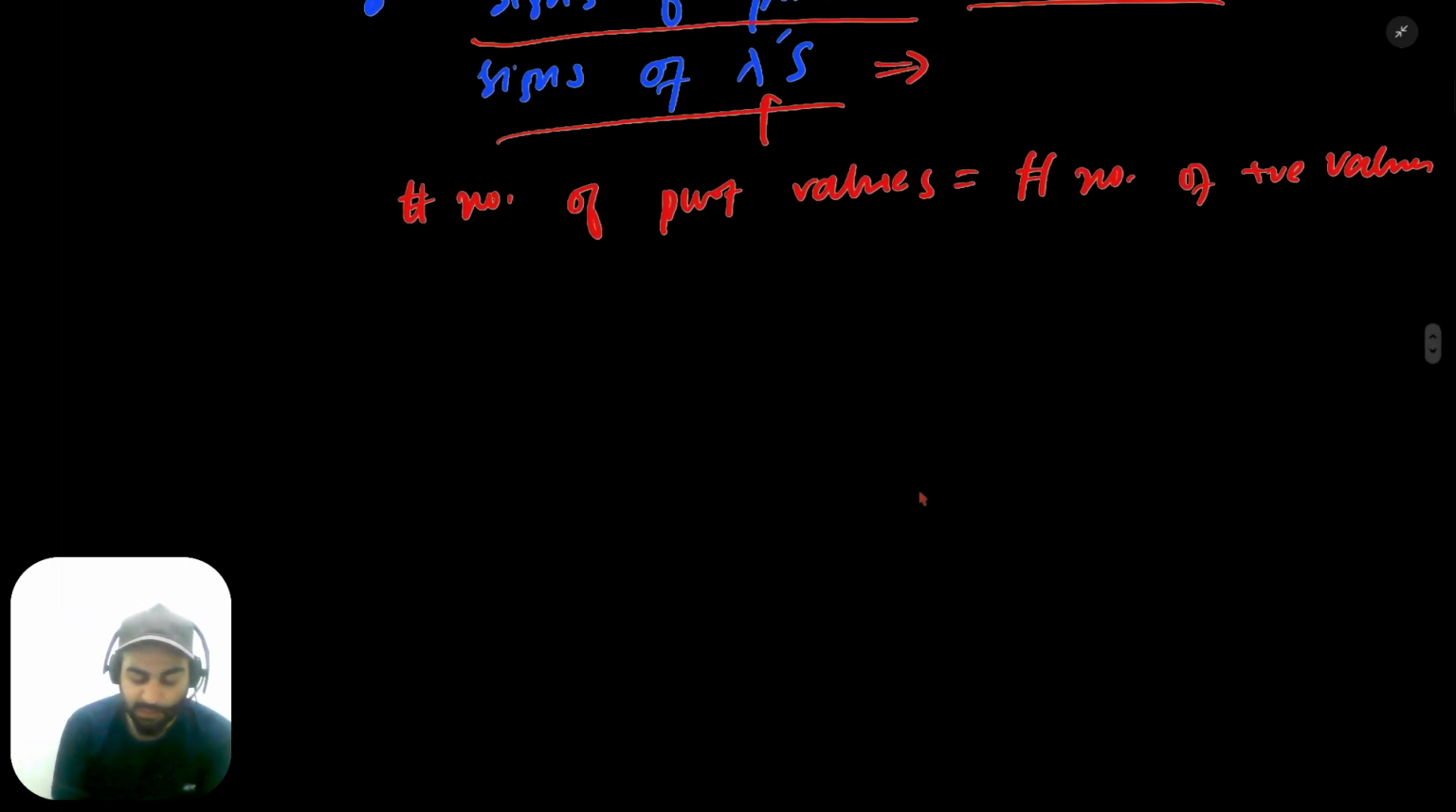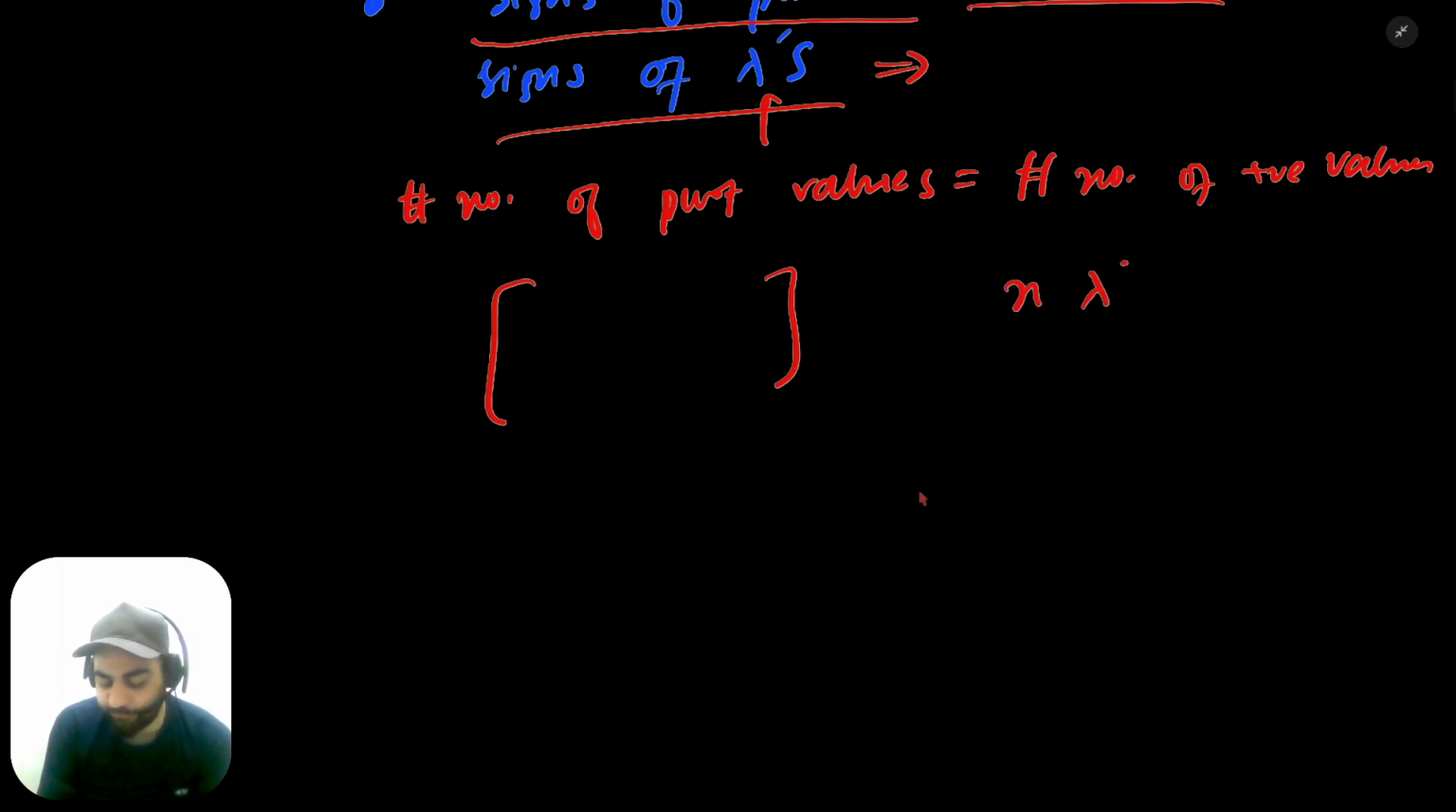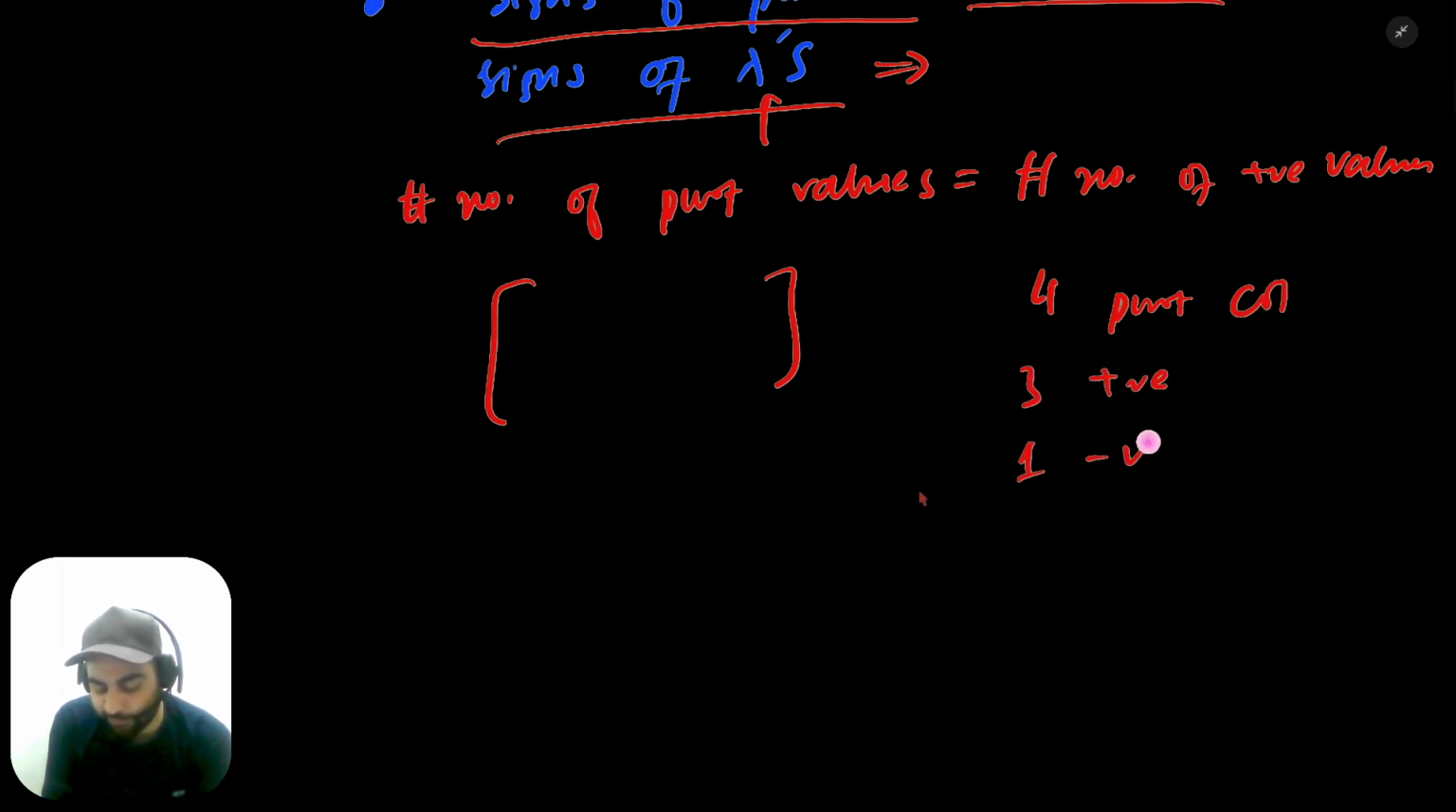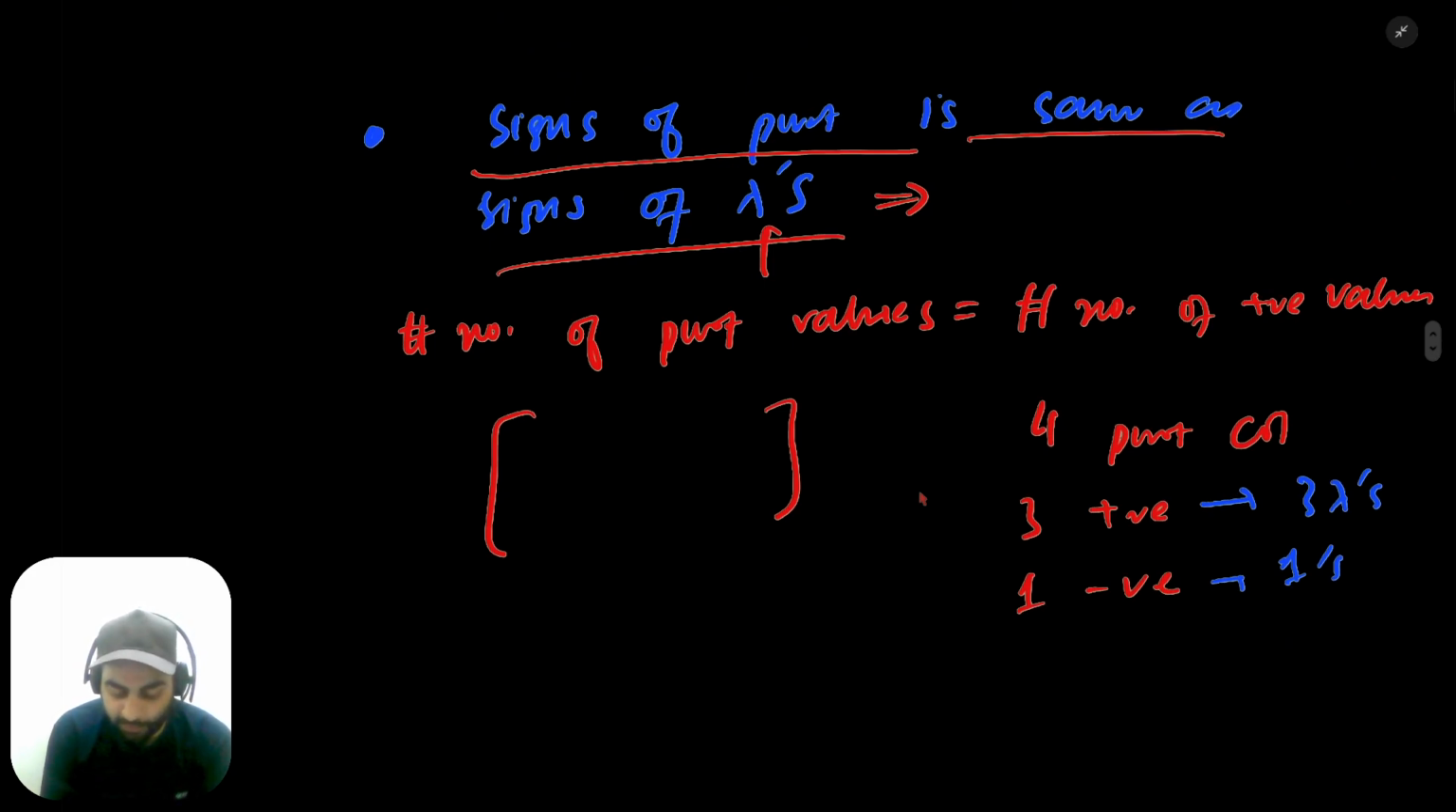So let's suppose you have n pivot columns. Those n columns will give you n lambdas. I'm saying the sign will be similar, not that the pivots will be similar. Let's suppose we had 4 pivot columns, and 3 were positive and 1 was negative. Then 3 lambdas will be positive and 1 lambda will be negative. Whatever the sign of the pivots is, the same holds for the lambdas as well.